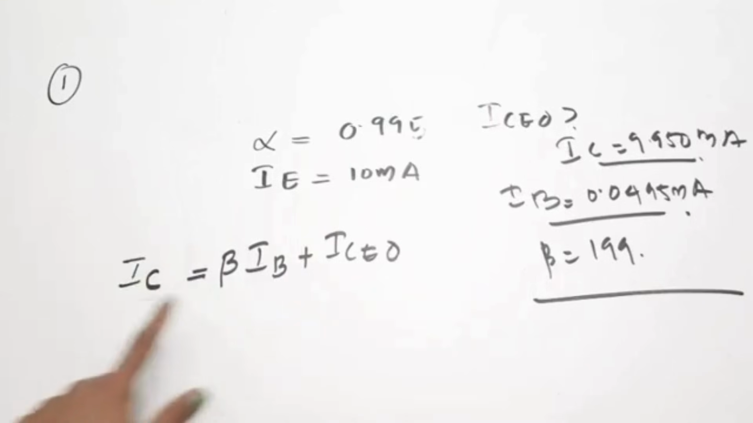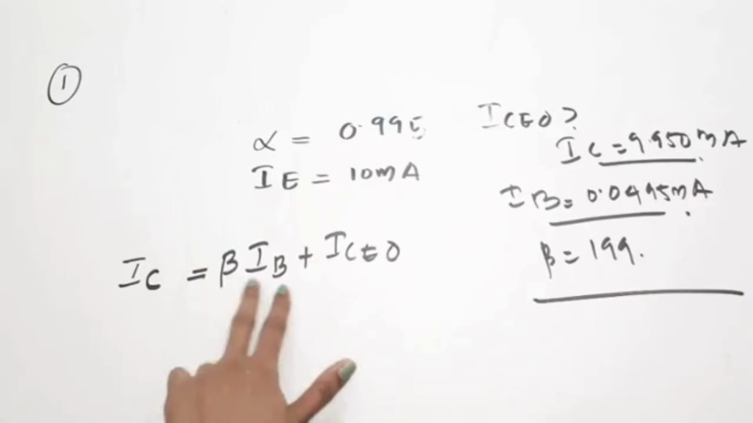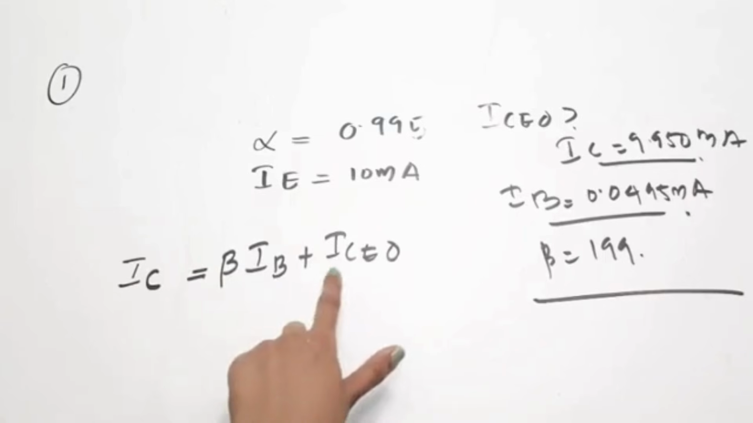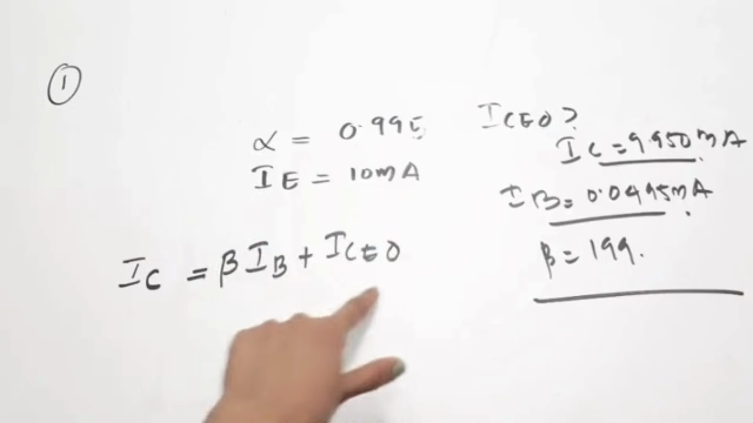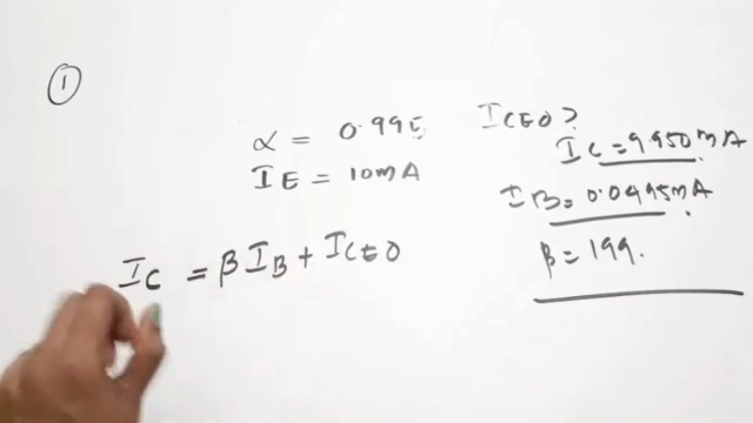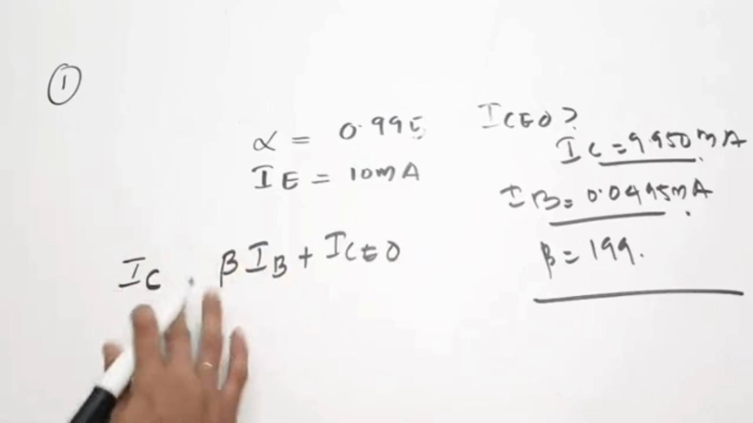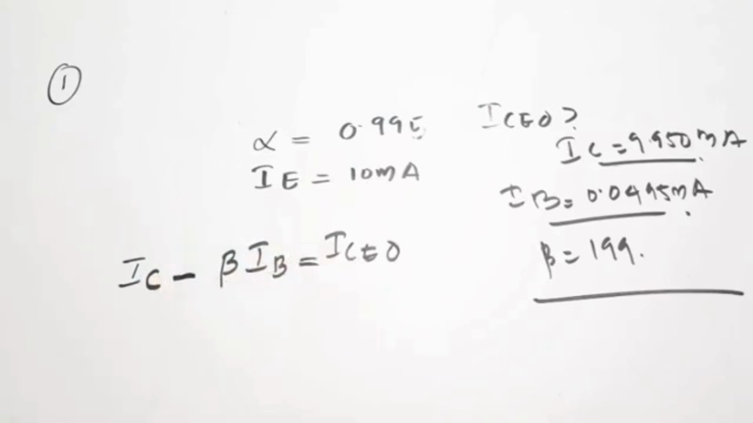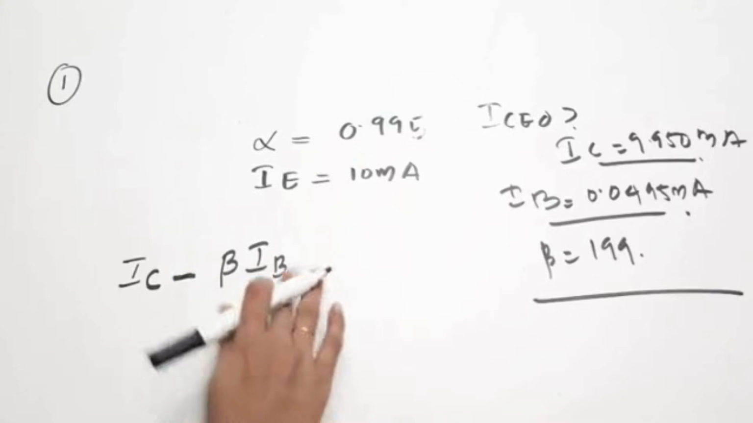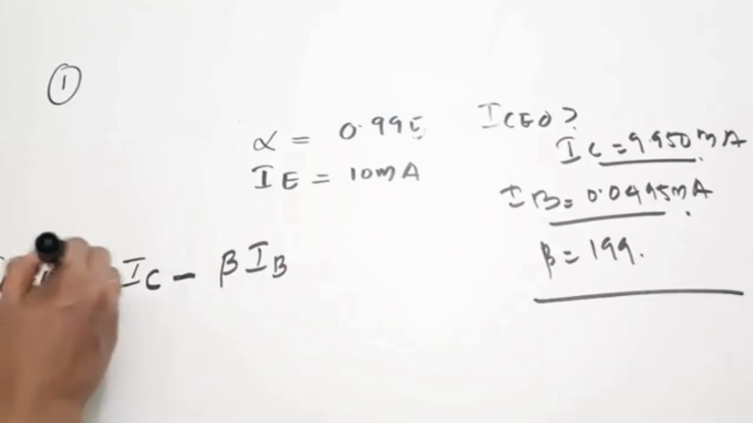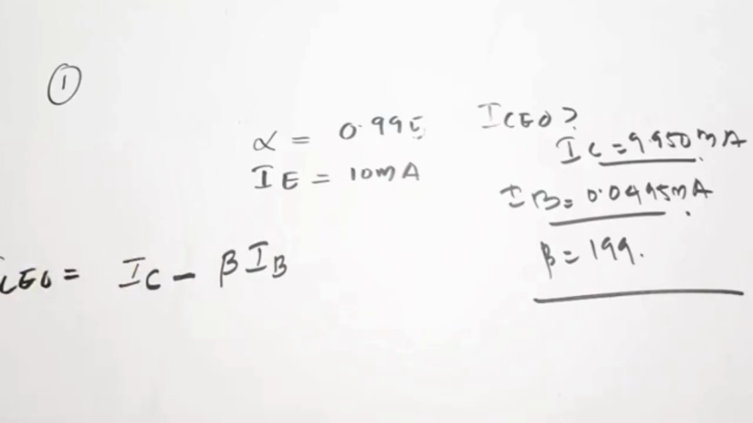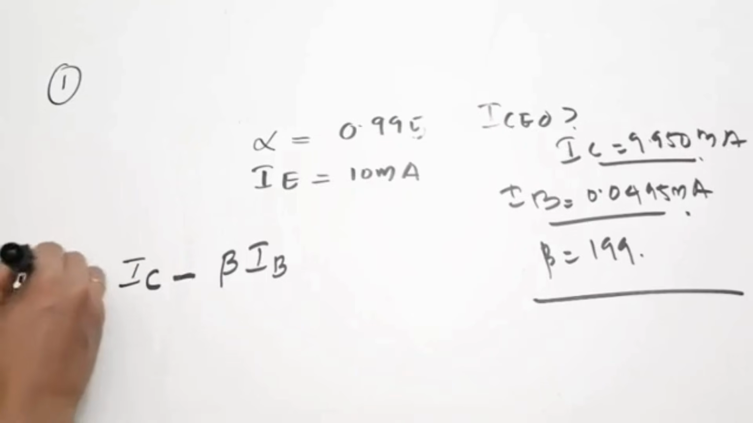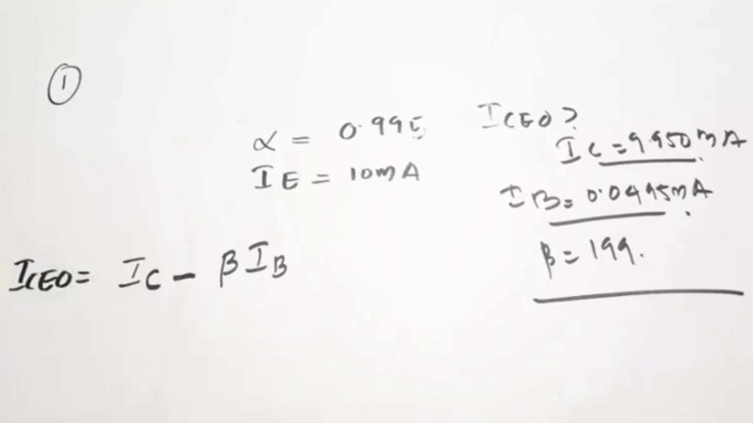Total collector current is actually the sum of beta times base current plus the leakage current. Now we need to find this here. So we'll take this term to this side. The equation will now be IC minus beta IB equal to ICEO. This we actually want to find. So in the actual form, ICEO equal to IC minus beta IB.